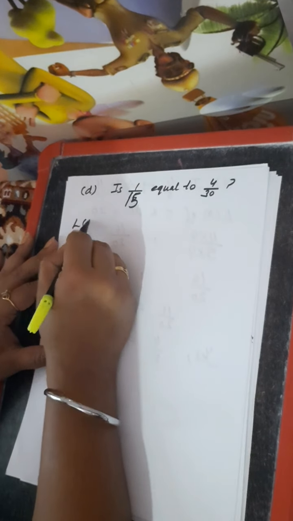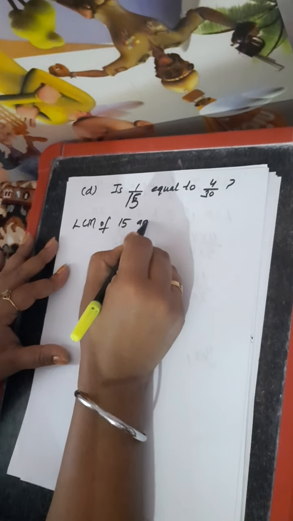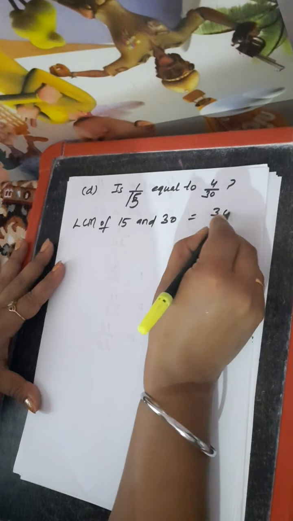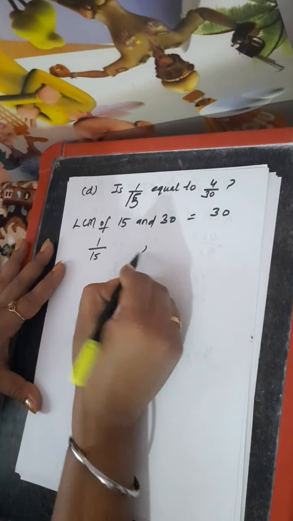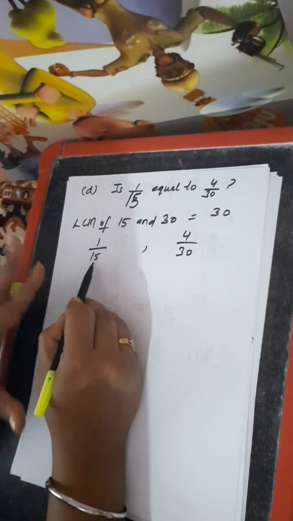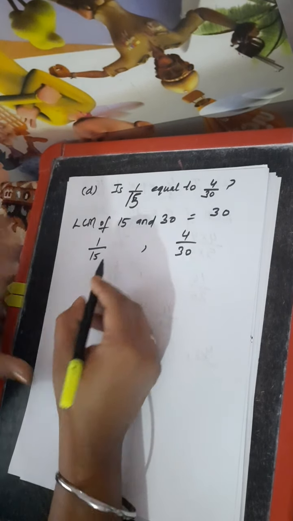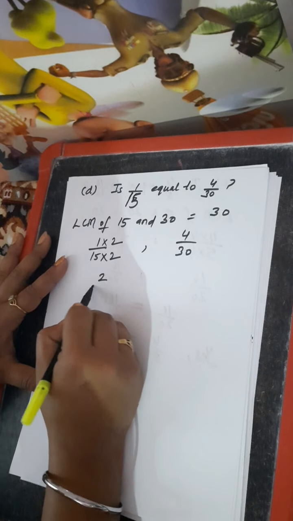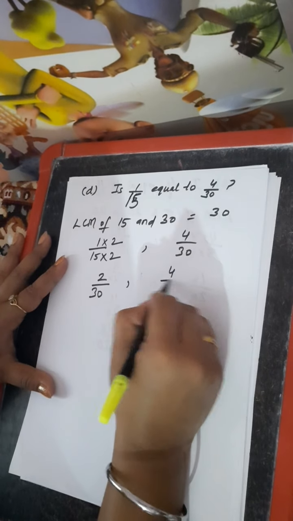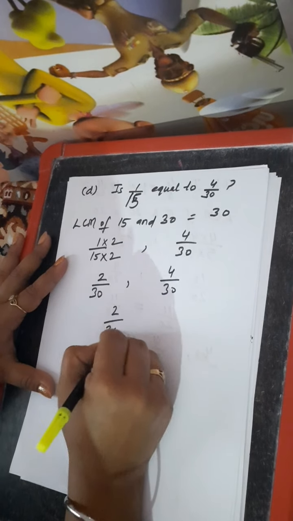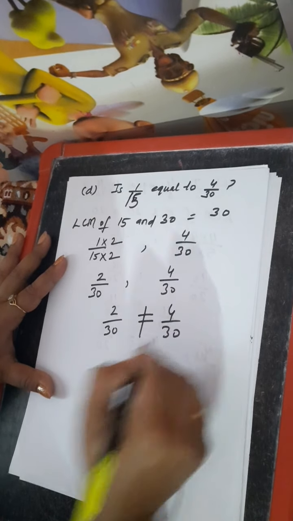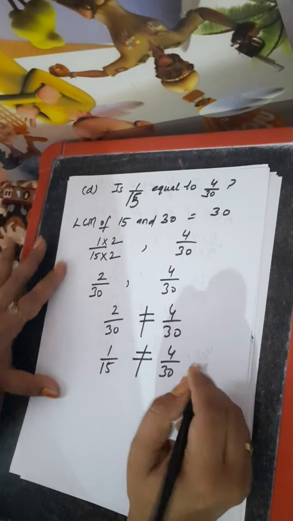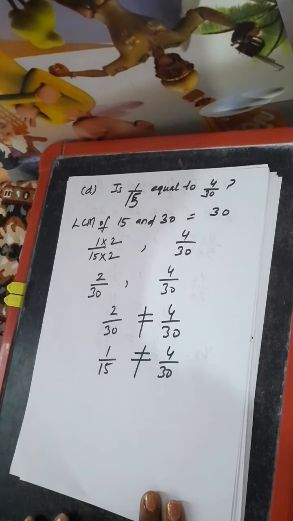Here again I have to take the LCM of the denominators, LCM of 15 and 30. Here LCM of 15 and 30 is 30, as it is, 1 upon 15 and 4 upon 30. By which number do you multiply 15 so that you will get 30? That is 2. Multiply denominator by 2, numerator by 2. You will get 2 upon 30 and here 4 upon 30 as it is, and both the fractions are not equal. So we can say that 1 upon 15 is not equal to 4 upon 30.